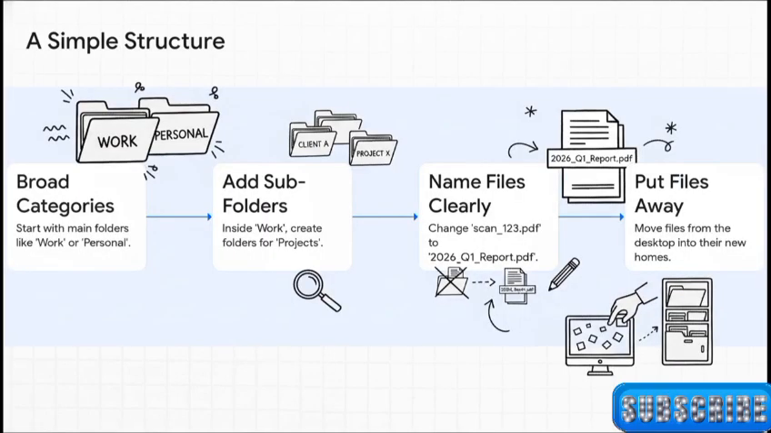So here it is, a simple four-step plan to get you started. 1, create a few really broad categories for your life. Think big, like work, personal, maybe photos. 2, inside those big folders, add subfolders. So inside work, you might make a folder for Project X or monthly reports. 3, and this one is so important, name your files clearly. Scan 123 means nothing to you next week, but 2026 Q1 report, that's perfect. And finally, step 4, the most satisfying part, start putting your files away. Drag them off that messy desktop and into their nice new homes.